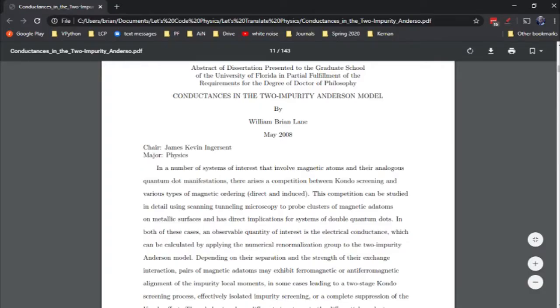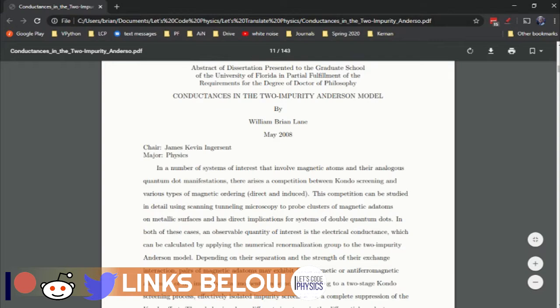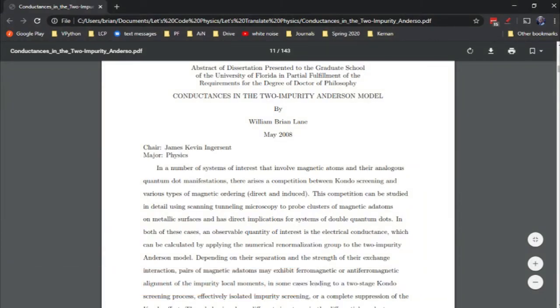Alright, just to show that I am fair, I have poked fun at Jackson, Griffiths, Goldstein by running their textbooks through Google Translate several times to see what comes out. Just to show that I am fair, I am going to do the same thing with sections from my PhD dissertation. This is Conductances in the Two-Impurity Anderson Model by William Bryan Lay, May 2008.